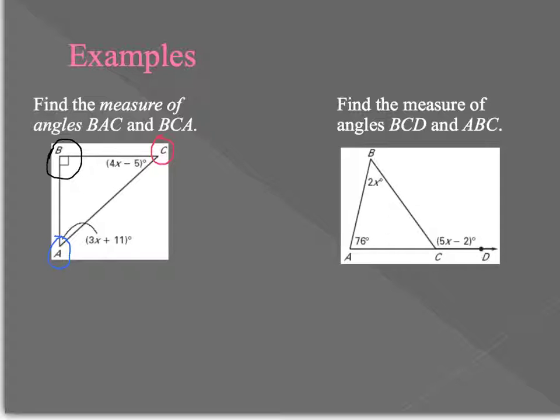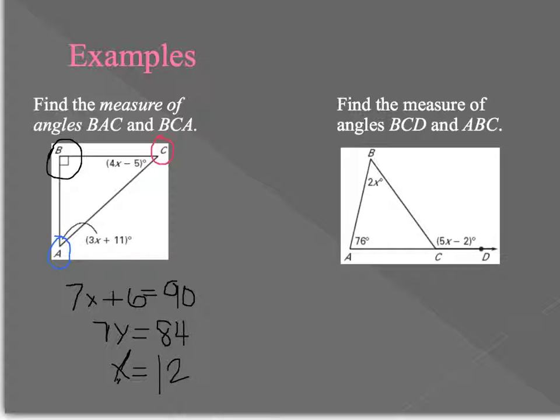So my equation would be 4x minus 5 plus 3x plus 11, which is 7x plus 6. Those need to add up to 90. So if I subtract 6, I have 7x is equal to 84, and x is equal to 12. But the question doesn't ask me what is x. The question says, what is the measure of each one of those angles? So I'd have to go back and substitute that in.